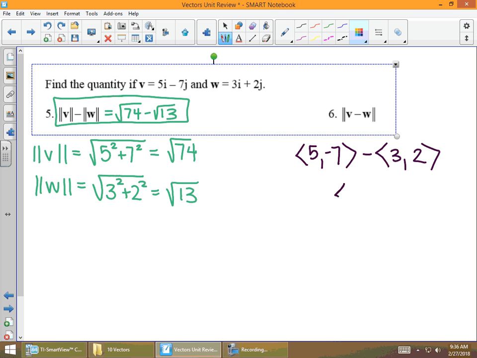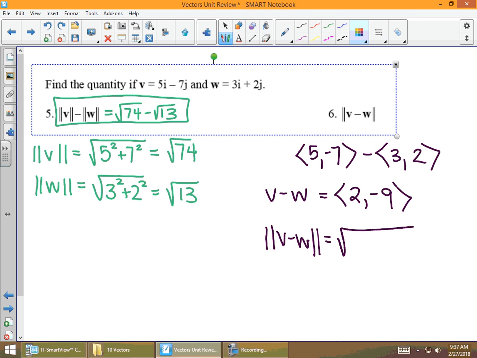5 minus 3 is 2. Negative 7 minus 2 is negative 9. So there's my vector v minus w, 2, negative 9. And now that I have that vector, I can find the magnitude of it. Square root of the squares.